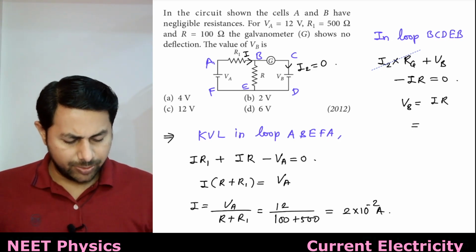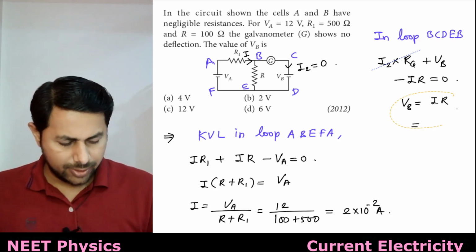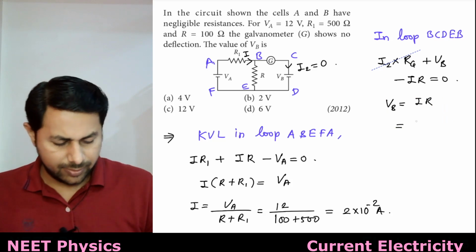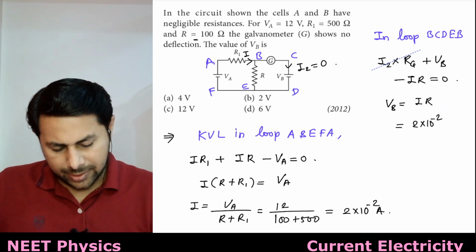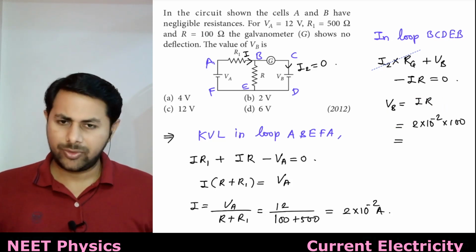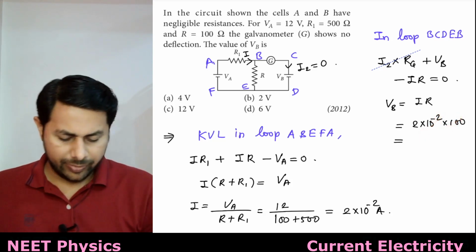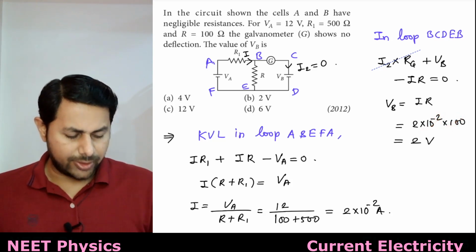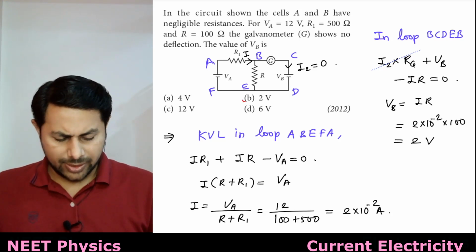Okay, so just put the value. I is 2 into 10 raised to minus 2, and R is 100, and therefore what's the answer? This 10 raised to minus 2 and 100 get cancelled out. So the answer is 2 volts. VB is equal to 2 volts. Okay, this one is clear.